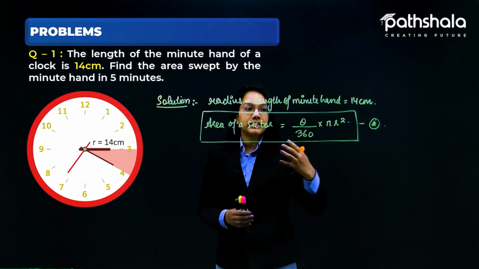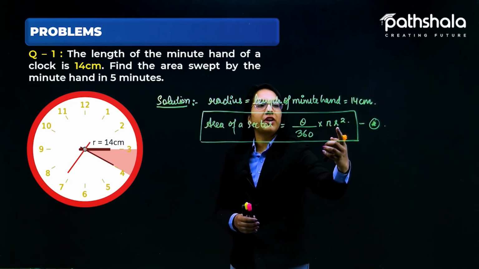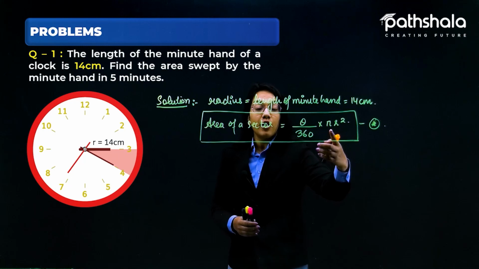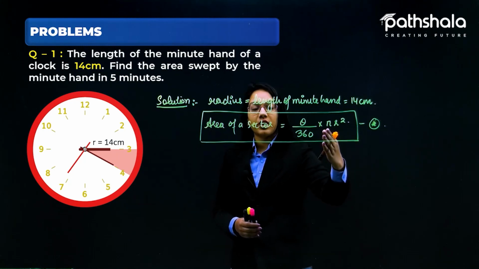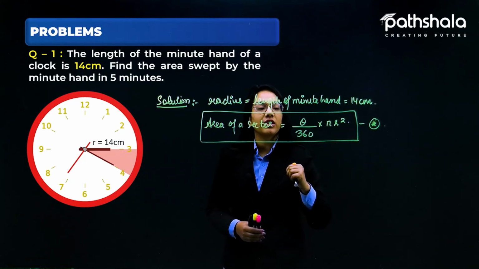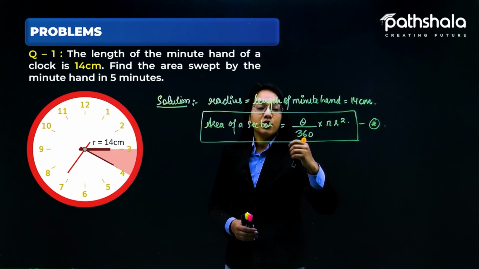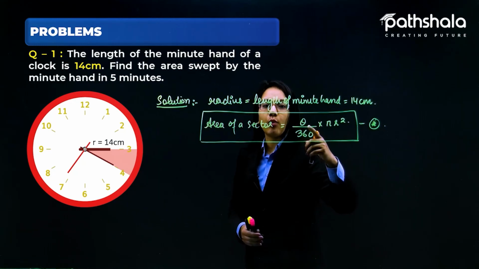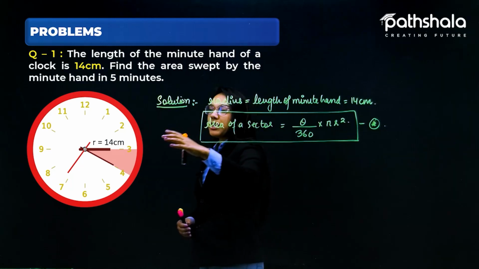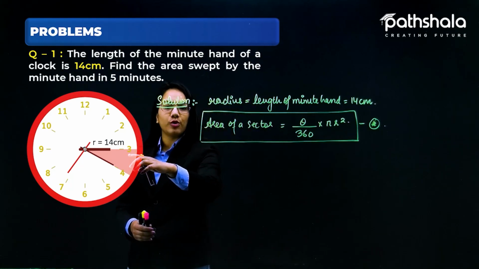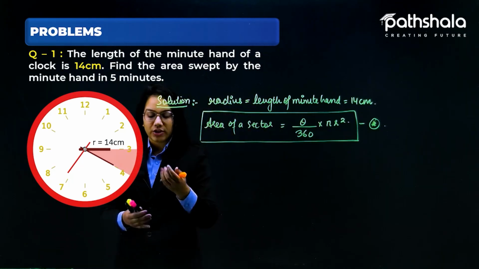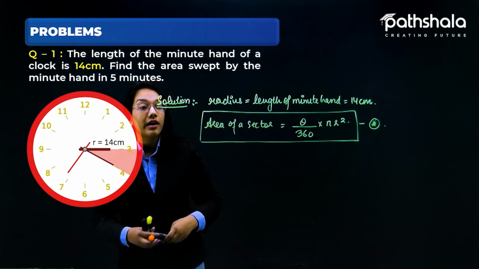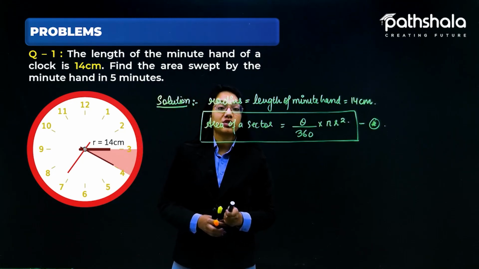So using this formula, we are now going to find the area of the sector. What are the things that are already given to us? We know the radius. We know the value of pi. We can use 22 by 7, or we can use the value 3.14. And we have this theta, which we have to calculate. What is this theta? Theta means the angle made by this minute hand within these 5 minutes. So let's find out the angle made by the minute hand in just 5 minutes.